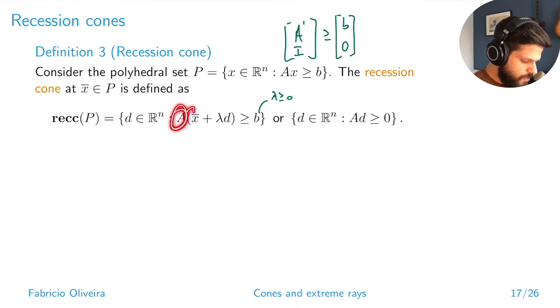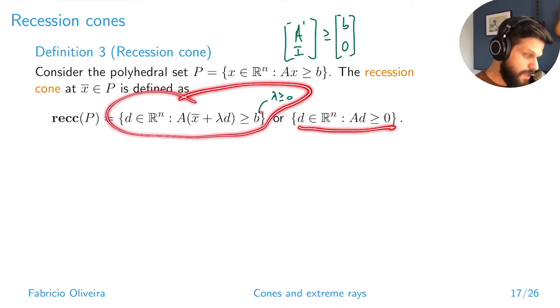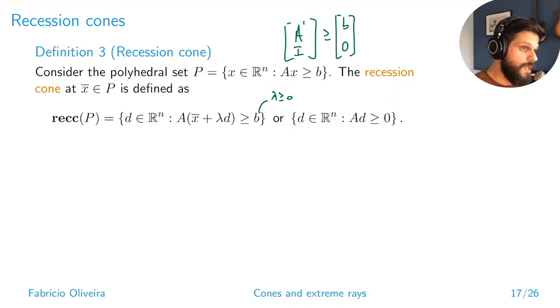If you distribute this, multiply here and multiply there, you will get a b here that you can move to the other side and cancel out. So you get lambda A d, and because lambda is a constant that you know is greater or equal than zero, you can simply say that this whole expression is actually this. And this makes it more obvious that it's a polyhedral cone, just like we defined. So it's all the directions for which this is true. Or you can see that it's the intersection of the directions that form 90 degrees with each of the rows of A.